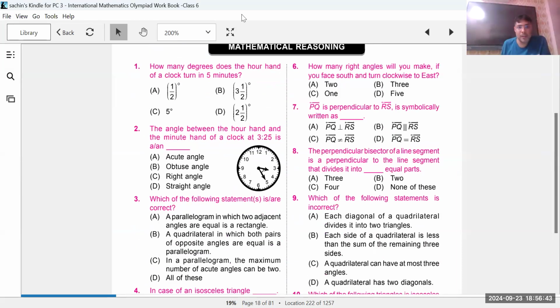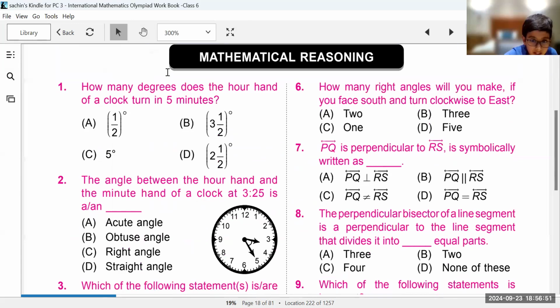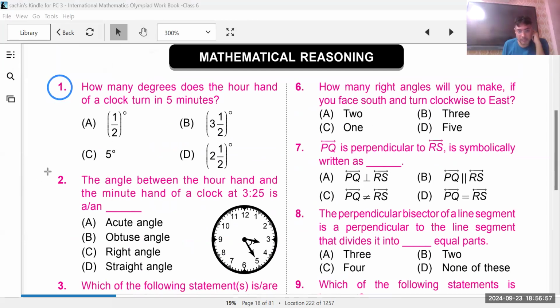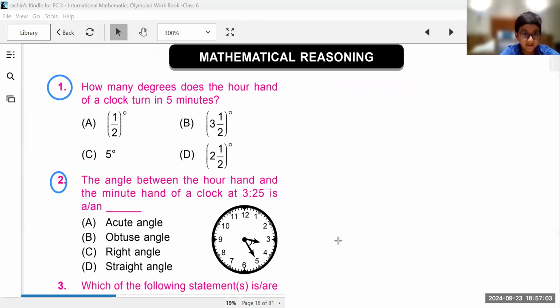So solve the first two questions. Now this is an important concept for any boarding exam. Question 1 and question 2 also. Sir, any boarding exam? Yes.